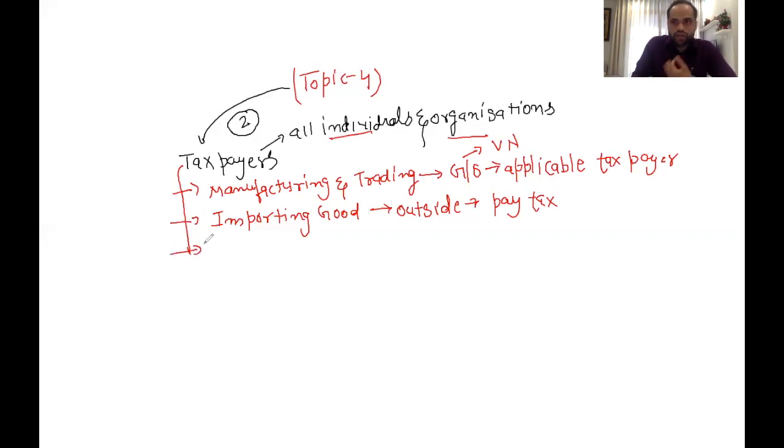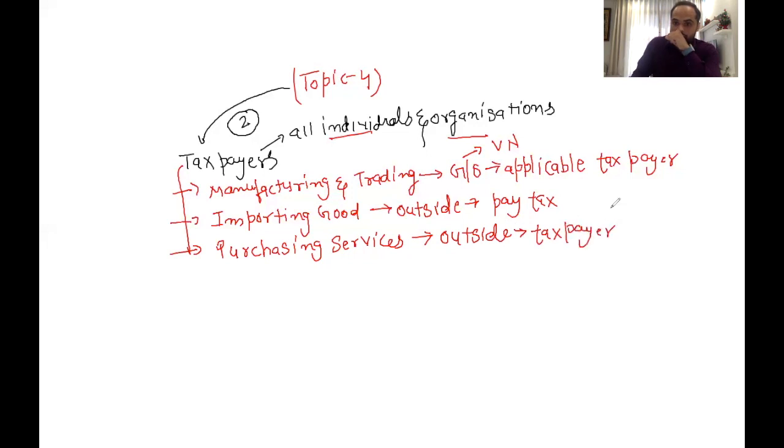Third thing is purchasing services. Purchasing services, of course, from outside, all right? Whoever is taking services from outside in order to provide those services to their locals, of course Vietnamese, in that case that kind of individual or organization will be treated as a taxpayer, right? So these two mean taking goods and services from a foreign country, and the first one is manufacturing and trading within Vietnam, right?